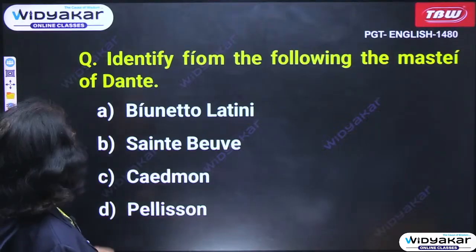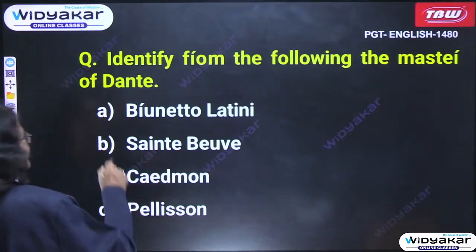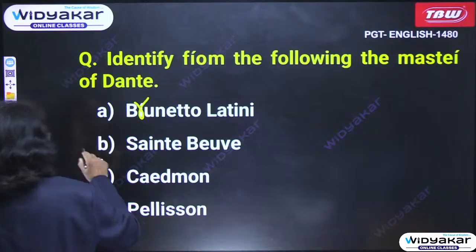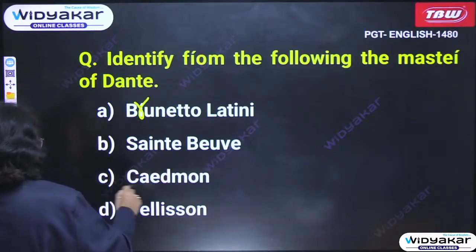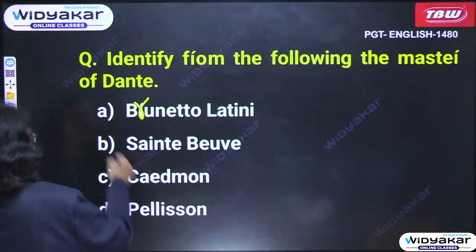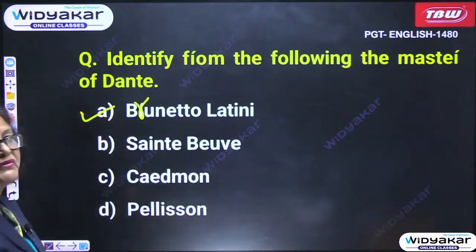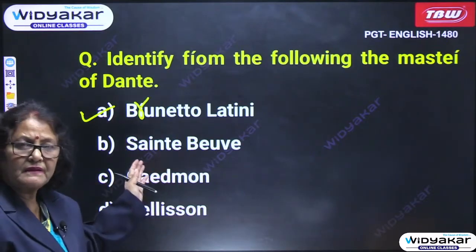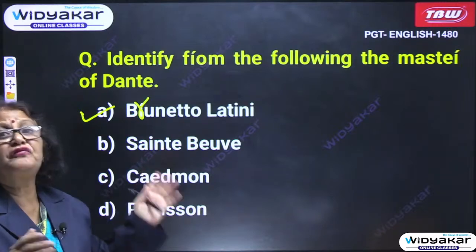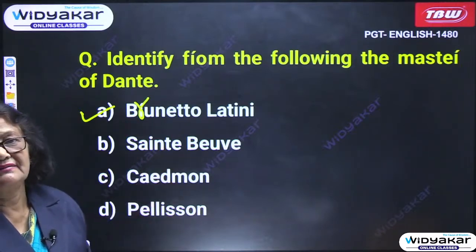Identify from the following the master of Dante: A, Brunetto Latini; B, Saint-Beuve; C, Cadman; D, Pellisson. It is Brunetto Latini, who was like a godfather, a guardian, of Dante.